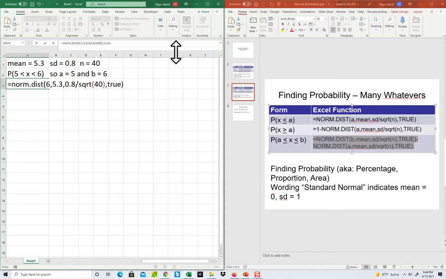Closing parentheses after the true, minus NORM.DIST, A, which A was 5, comma, mean, which is 5.3, comma, 0.8 divided by the square root of 40, closing parentheses after the 40, comma, true. To change this to percent form, you move your decimal point 2 places to the right, and then round as appropriate.